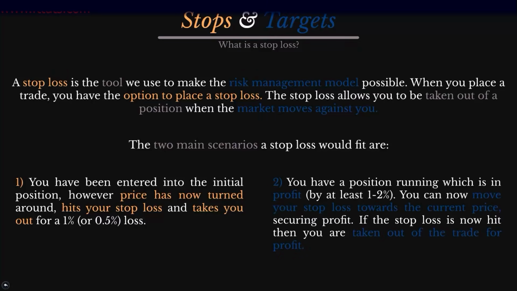Number two is that you have a position running in which you're in profit by, let's say, at least 1 or 2%. You can now move your stop loss towards current price, securing profit. If the stop loss is now hit, then you're taken out of the trade for profit. So let's say, for example, your position was running in 2% profit, and then you moved your stop loss up to 1% of profit. That means that worst case scenario, if the market price turns against what you're doing, then you'll be taken out for a secured profit.